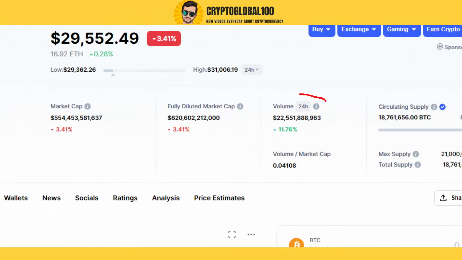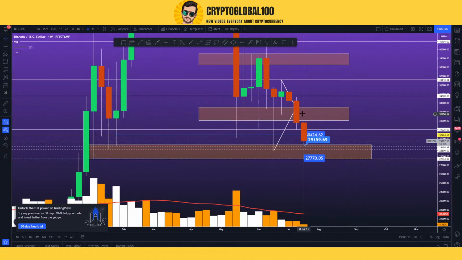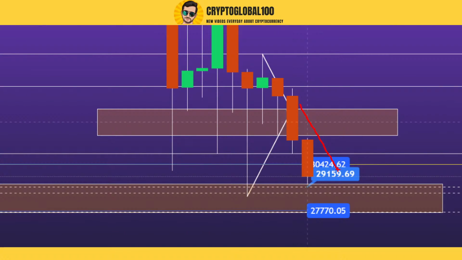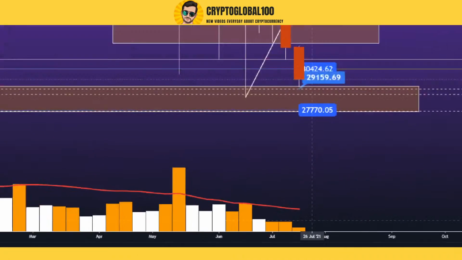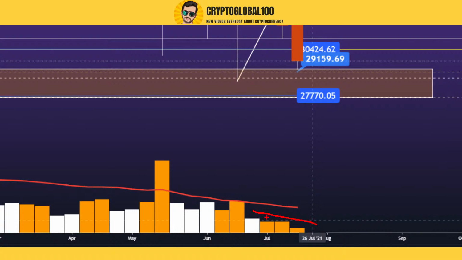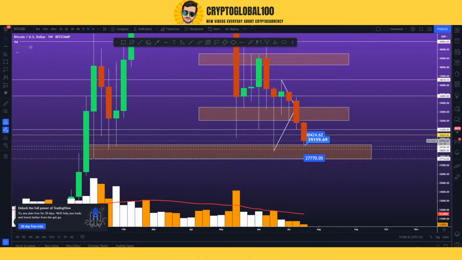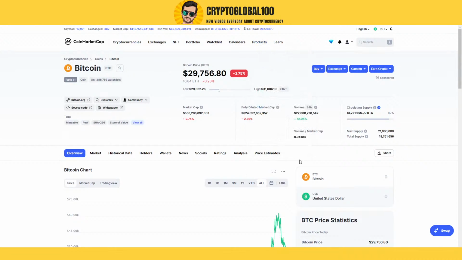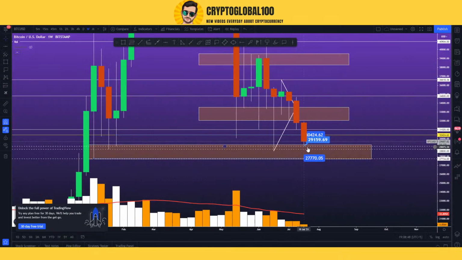Usually when we see a large amount of volume coming in, it means the downward trend is supported with the volume. Large amount of volume means that we are going down. But here, if we take a look at these bars, the volume is decreasing, so downward movement is not supported. So these are different, opposite opinions from CoinMarketCap as well as TradingView.